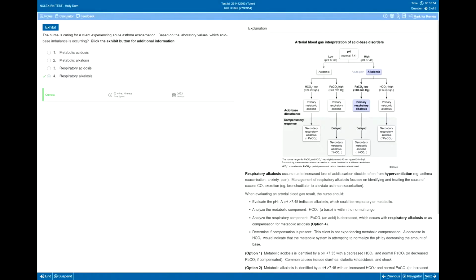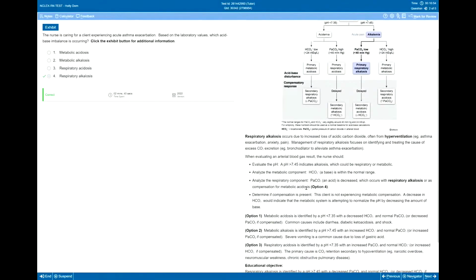So if we look here at our image, we can see how we got to primary respiratory alkalosis. But first, I want to go through our options here. So we had metabolic acidosis, which would imply that our client's body is too acidic, which means their pH is too low, and that would be a metabolic cause. This is not the case here.